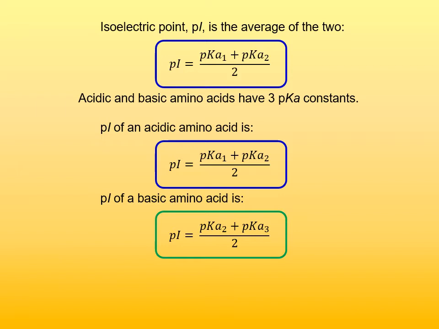So you should remember that for all amino acids except for basic amino acids, pI value, isoelectric point, is average of the first two pKa values, pKa1 and pKa2. While for basic amino acids, pI, isoelectric point, is average of pKa2 and pKa3.